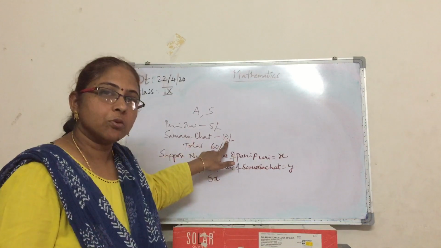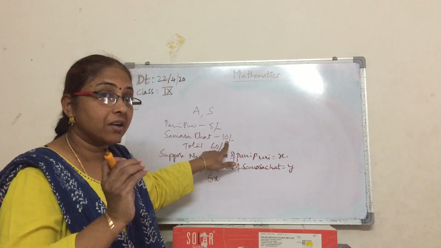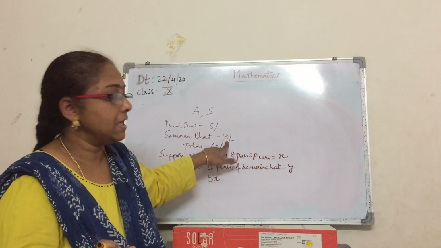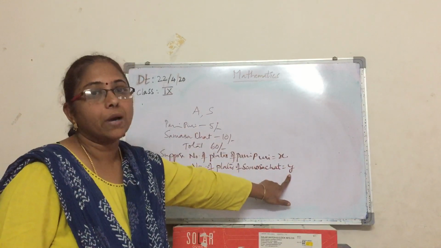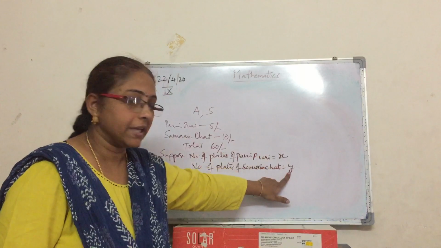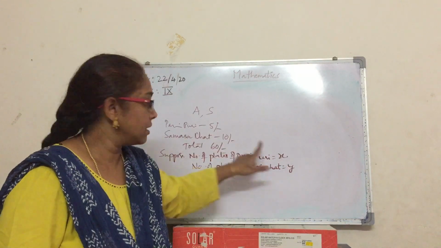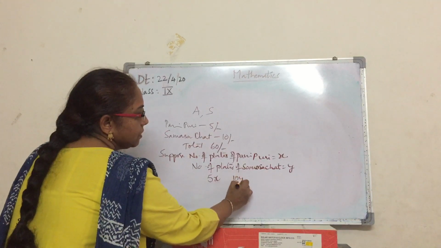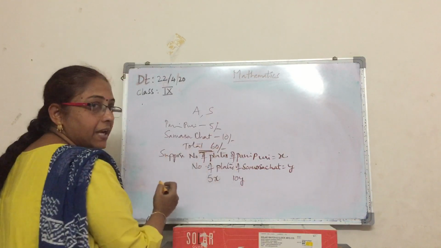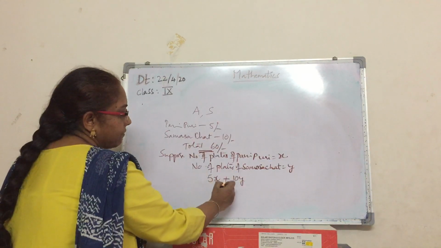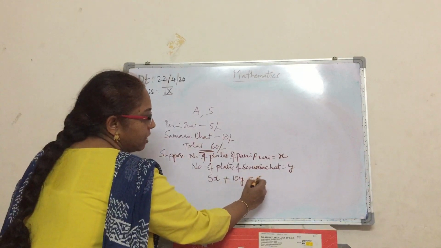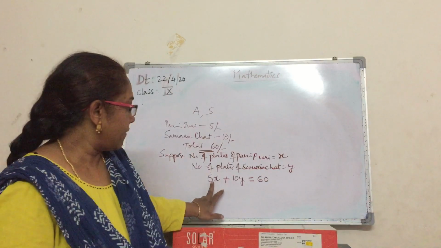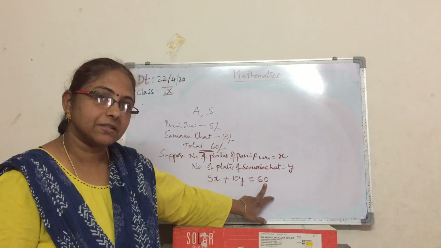Now one plate of samosa chaat is 10 rupees. If we added 3 plates how much it will be? 10 into 3, 30 rupees. They added y plates. So total how much they have to give on samosa chaat? 10y. So total how much they spent? 60 rupees. That means 5x plus 10y is equal to 60. Is it clear, children?